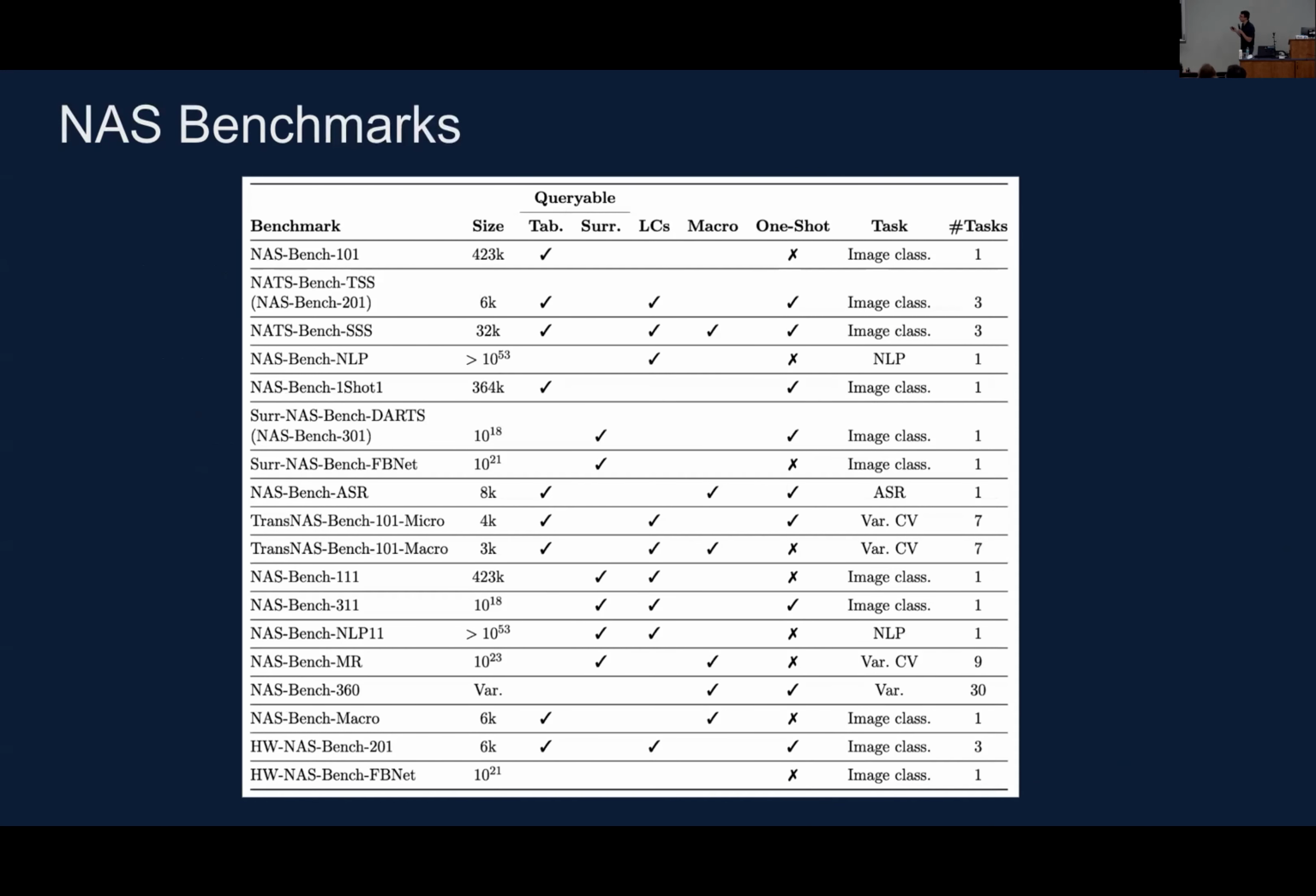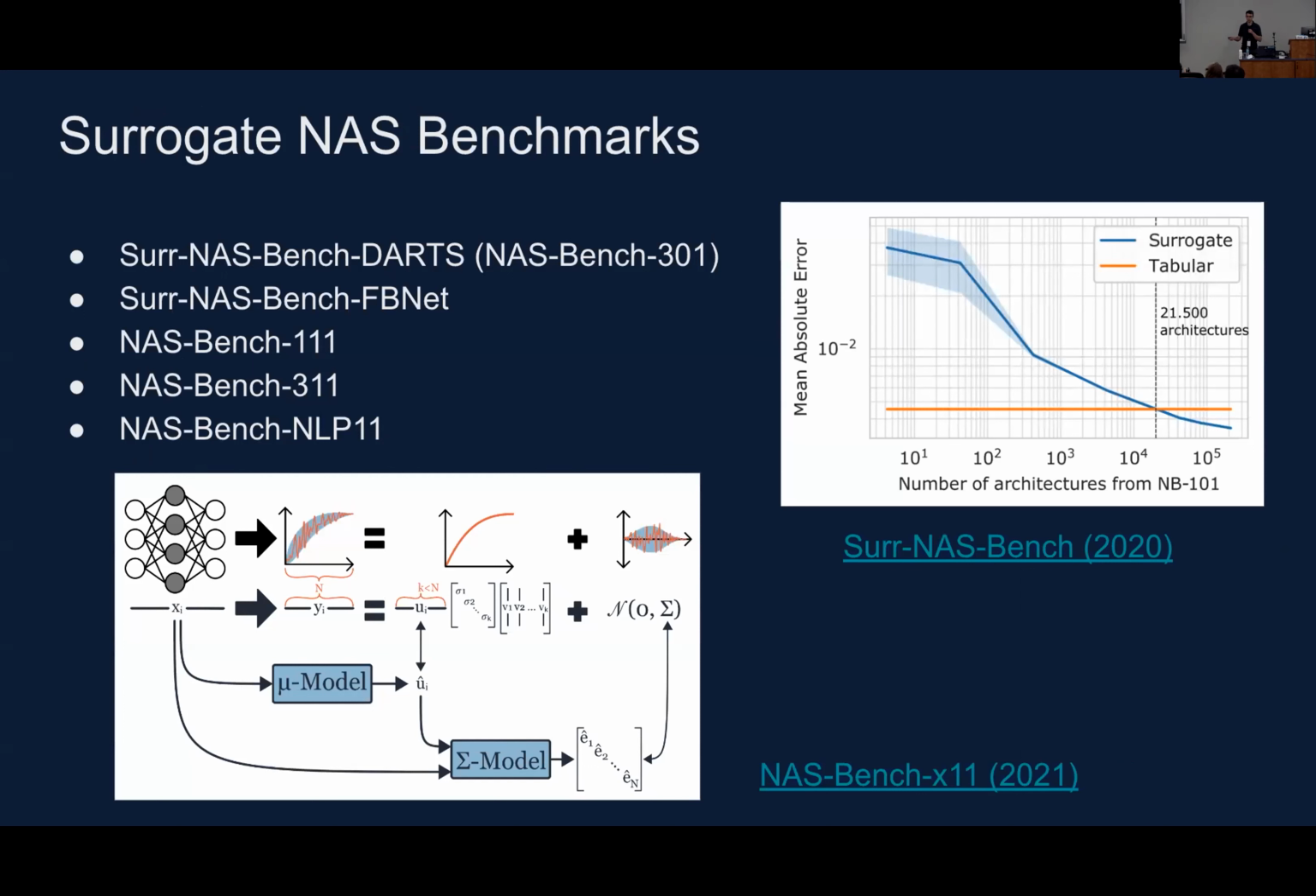Since then, there have been quite a lot of NAS benchmarks that have been released that all look at various datasets and tasks. I just gave an overview here. I'll talk about a few more of the different types of benchmarks. So the problem with tabular NAS benchmarks is that we cannot create one for very large search spaces. For example, the DARTS search space is used quite a lot, but it's size 10 to the 18. So it's just not feasible to create a lookup table of all the accuracies of the trained architectures.